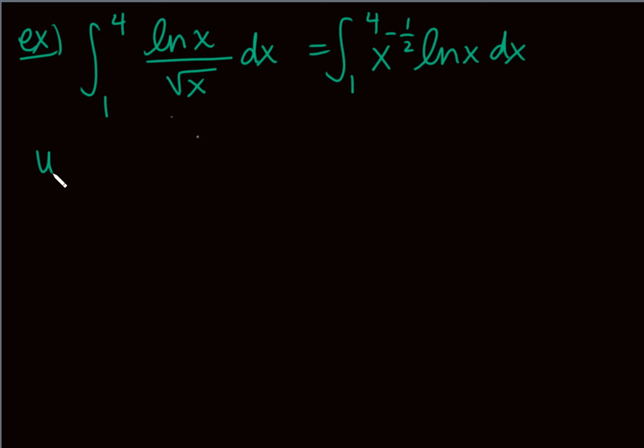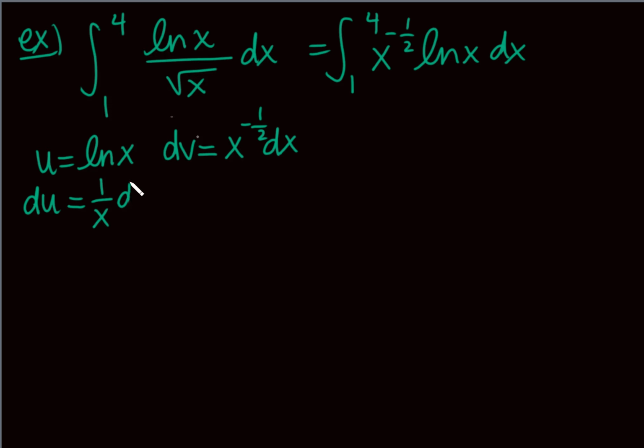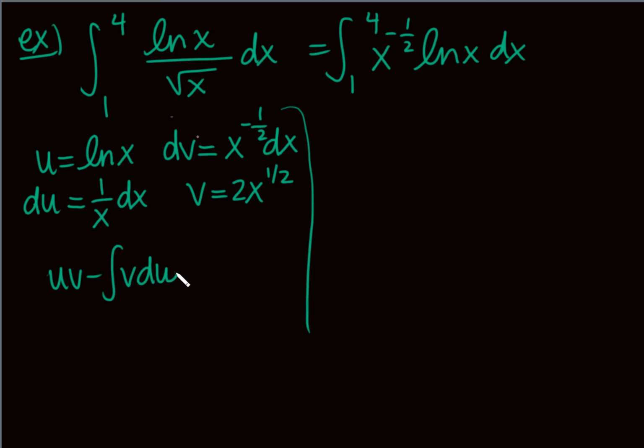Okay, remember when natural log's involved, I need my u to be natural log. I can't let dv be natural log because I don't know the antiderivative of natural log, right? And whatever we let dv be is what we are going to be taking the antiderivative of. So I know I'm going kind of fast through this, pause the video if you want to and verify this for yourself, but I let u equal natural log of x. I know I need du because I need uv minus the integral of v du.